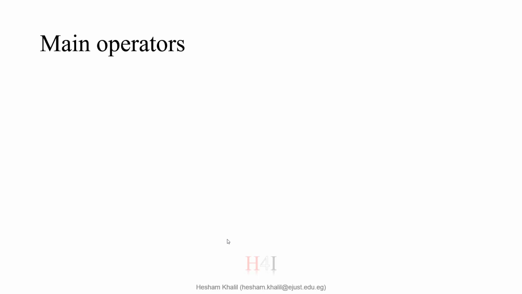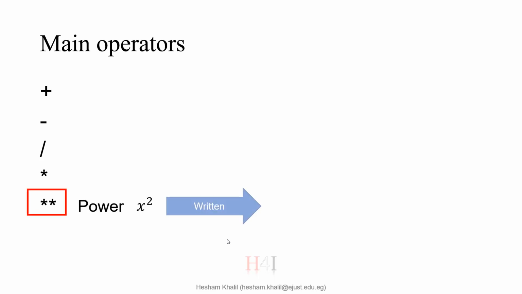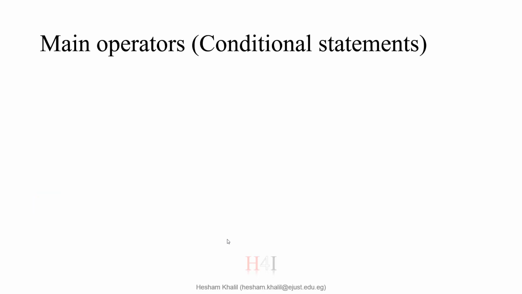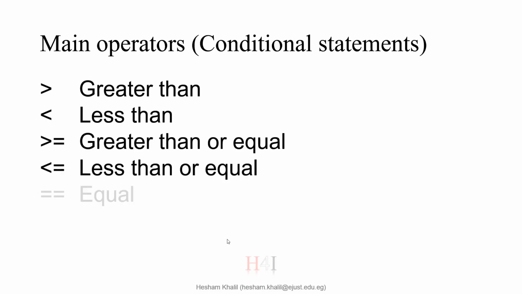The main operators that will be used in writing expressions are the most common operators: addition, subtraction, division, multiplication, and the power. Power is a different one. It's used in this form using double asterisks, not the hat symbol. It is not used. Okay. And for conditional statements, we also use the traditional operators: greater than, less than, greater than or equal. I think all of you know these operators which are used in conditional statements, like if else.